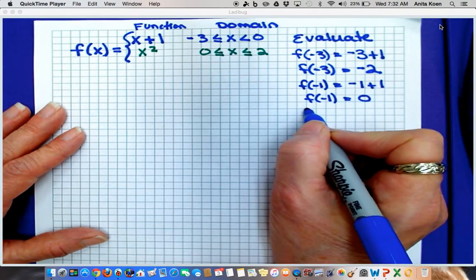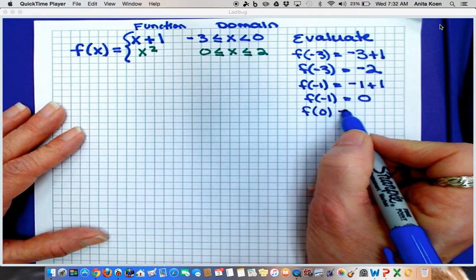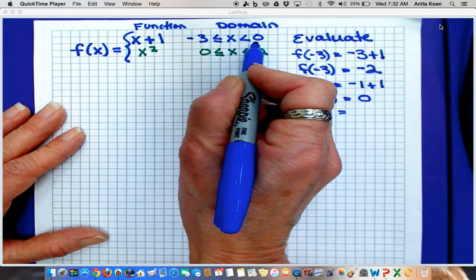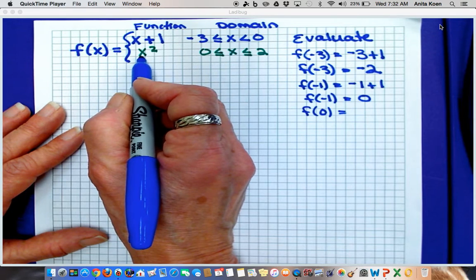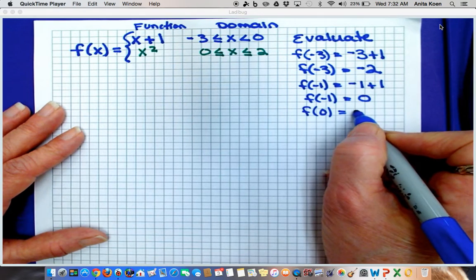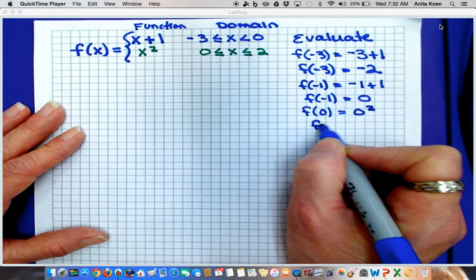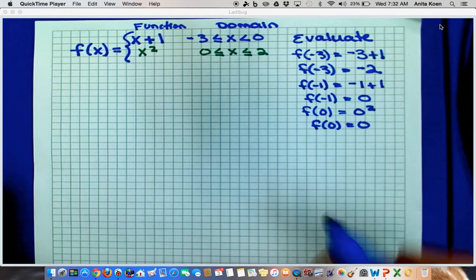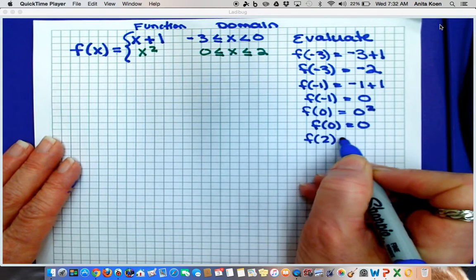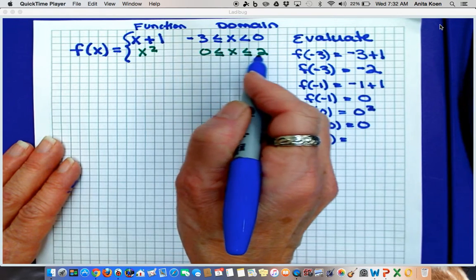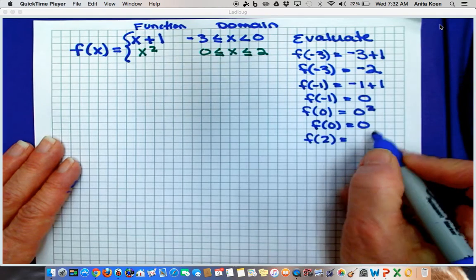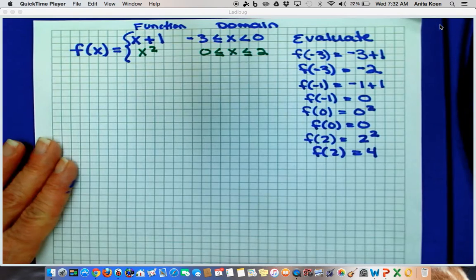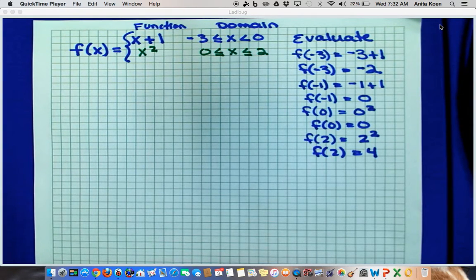And then if I put the 0 in, I would not put the 0 into this piece of the function because we're not going to include it there. I would put the 0 into this piece of the function because it is included here. So we would say 0 squared, so f of 0 is equal to 0. If I wanted to evaluate f of 2, 2 is in this domain, so I would put 2 into the bottom piece of the function. So 2 squared, so f of 2 is equal to 4. So this is how we evaluate a piecewise function.